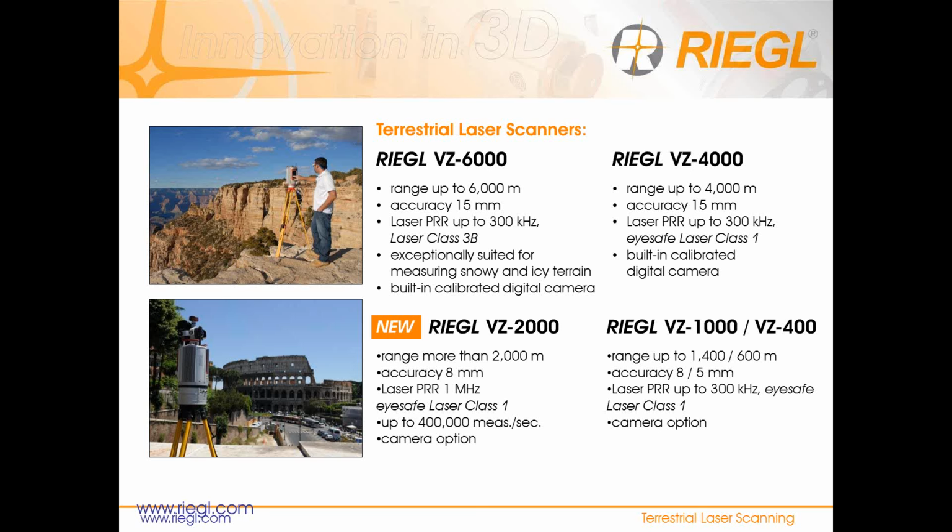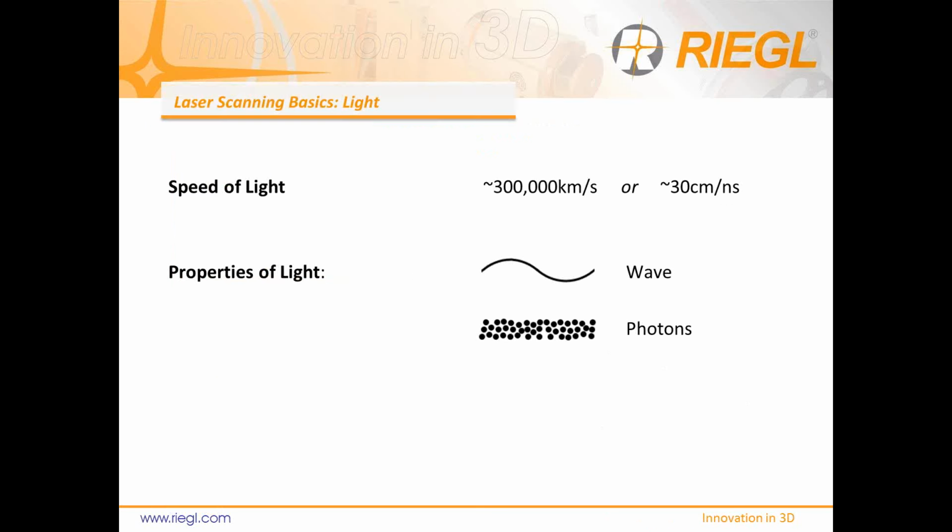Last year we introduced the VZ2000, which for all intents and purposes operates, behaves, and looks just like a VZ400 or 1000, but it's 3 times faster. It's operating at 1 megahertz. Of course, we have the VZ400 and 1000. These have been the basis of our terrestrial offerings for a number of years now, and they're still incredibly competitive, which is amazing.